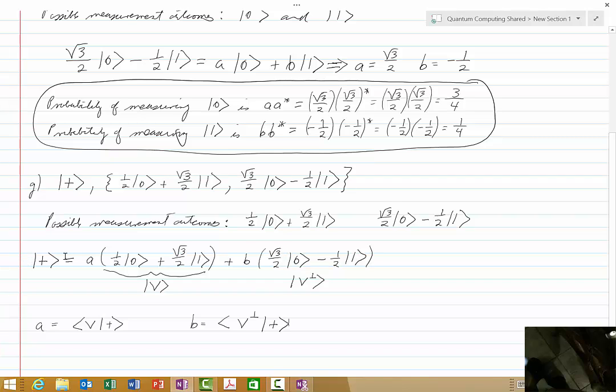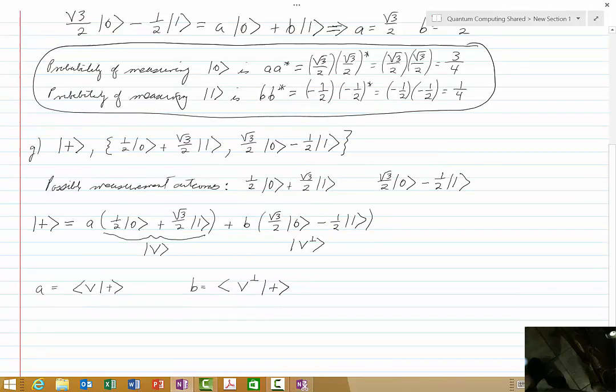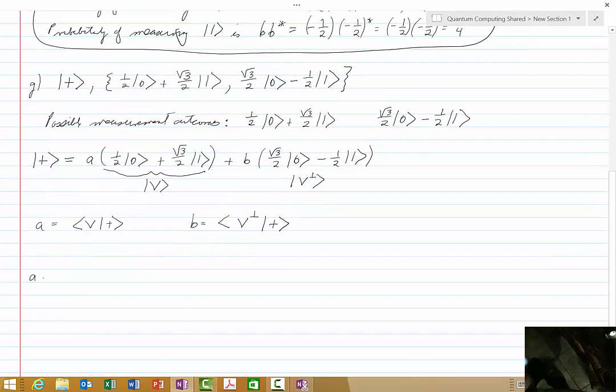And the way that you can see that is simply take the inner product of each side of this equation with V. And so on the left-hand side, you'll get the inner product of V with the state. And on the right-hand side, this will go away since V and V orthogonal are orthogonal. And this is equal to 1 since V is a normal vector, so the inner product of V with itself is 1. So we get A, so we get the first equation. And likewise, if we take the inner product of both sides with V orthogonal, we will get this equation. So all that remains now is just to evaluate these expressions for A and B.